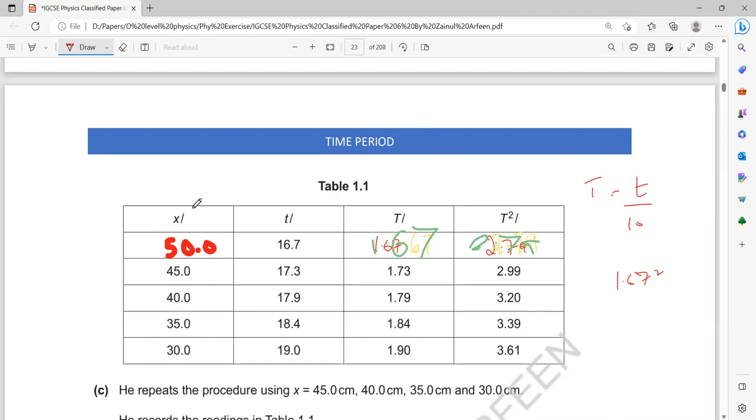Now complete the column heading. What is the unit of x? So x is in centimeter. What is the unit of time? Seconds. The unit of time square will be second square. So this will be second, and this will be second square.